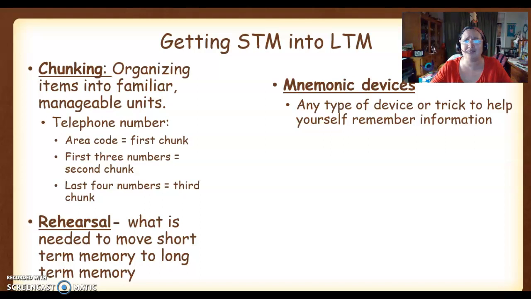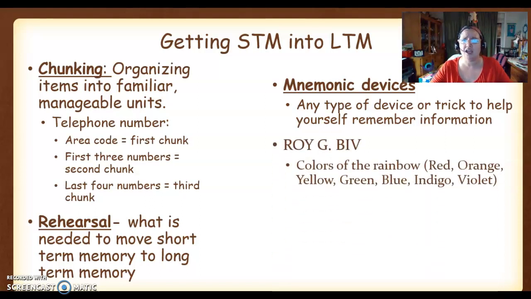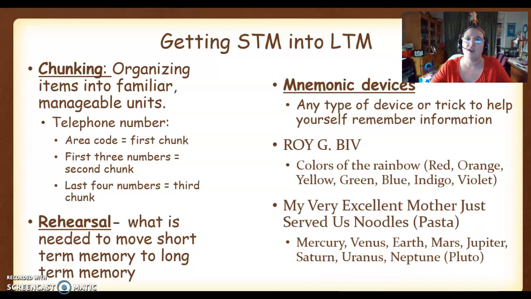And of course, mnemonic devices, any type of device or trick to help yourself remember information. Like the whole concept of Roy G. Biv, not a real person, that's all the colors in the rainbow. Or my very excellent mother just served us noodles, or if you're a traditionalist, pasta. Because you would want to add in Pluto, but that's a whole other story, right? But you can remember these and they can help you remember the order of the planets.